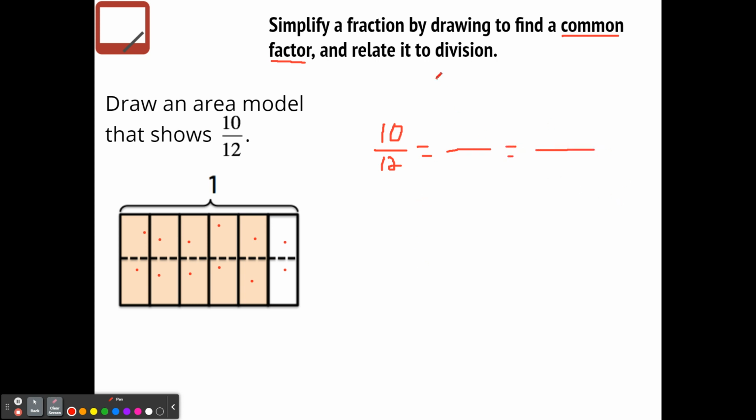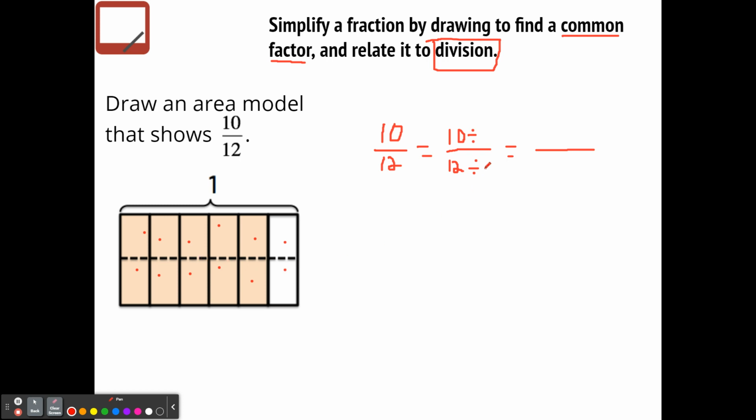Okay, now I have to simplify this fraction by finding a common factor. I want you to pause the video, give it a try yourself. Press play when you're ready to check your work. Remember, we're using division, not multiplication. So our pieces in our whole are getting larger. All right, well, if you've done it already, that means you can press play and we can go over it.